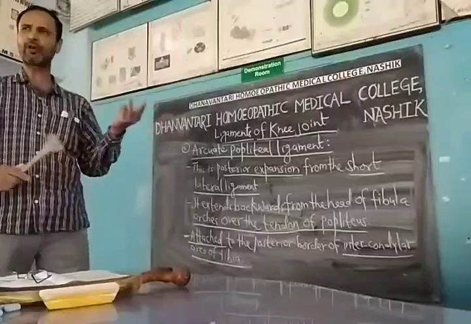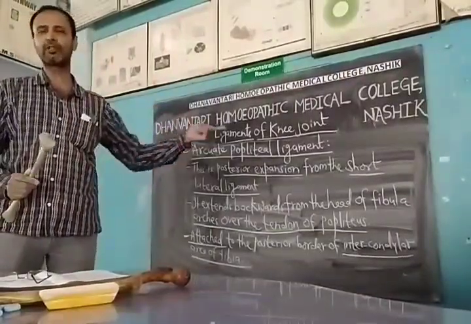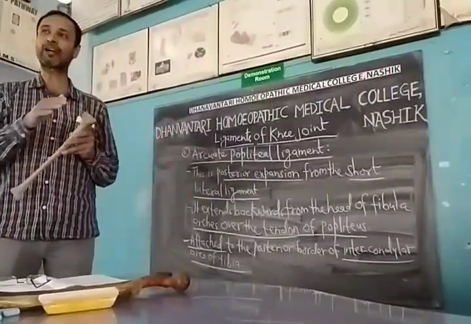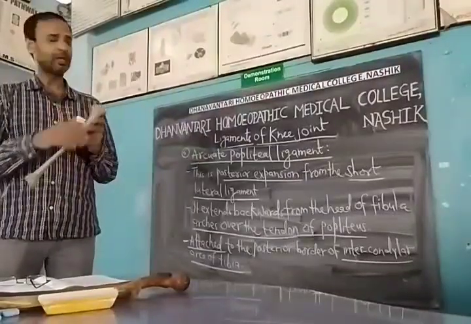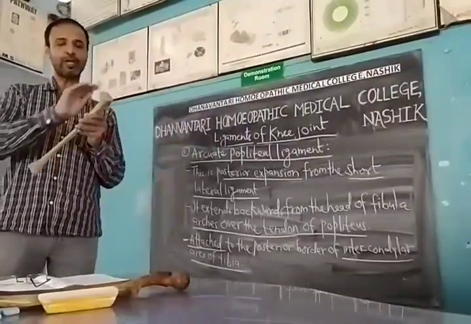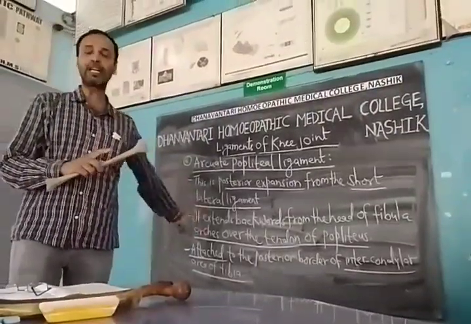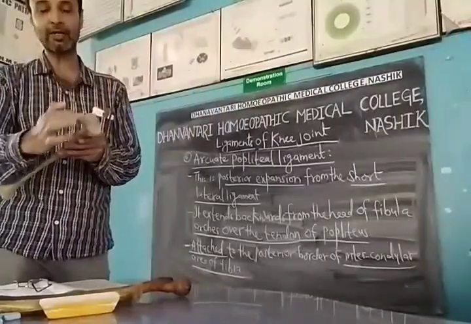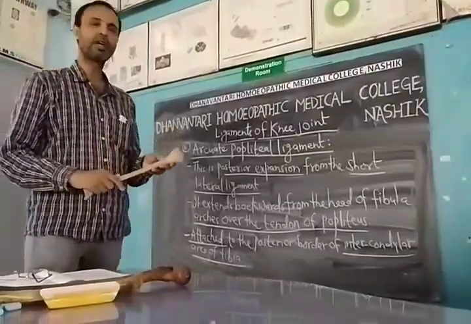Now, these three points are very short and simple. It is a posterior expansion of the short lateral ligament. It extends backward from the head of the fibula, and it arches over the tendon of the popliteus muscle. Finally, it is attached to the posterior border of the intercondylar area of the tibia. So this is about the arcuate popliteal ligament.